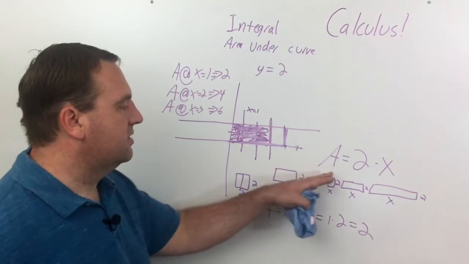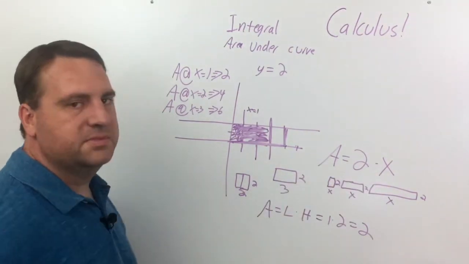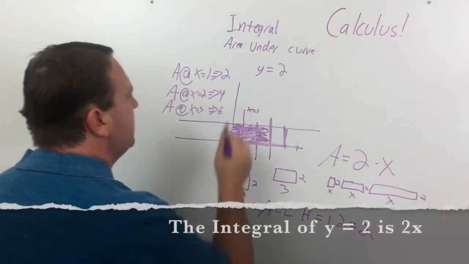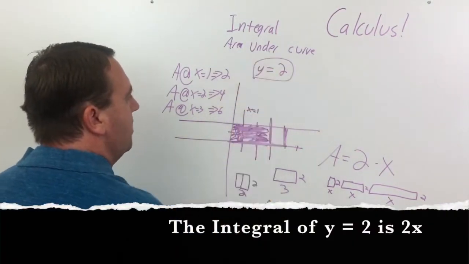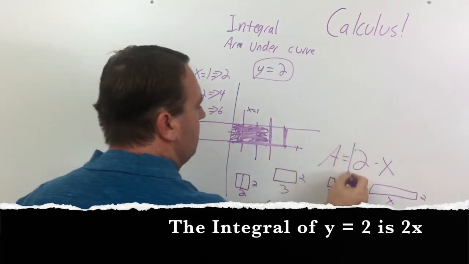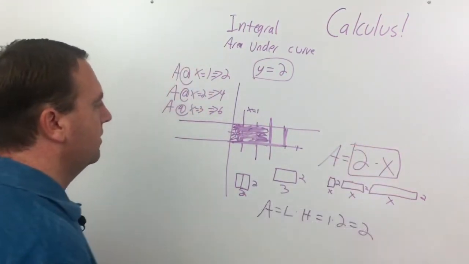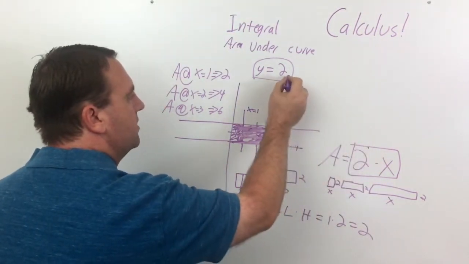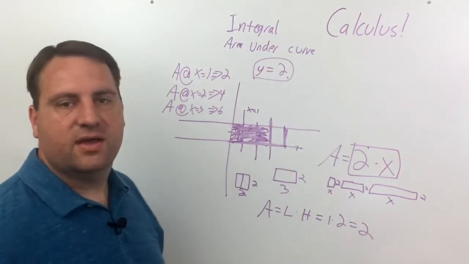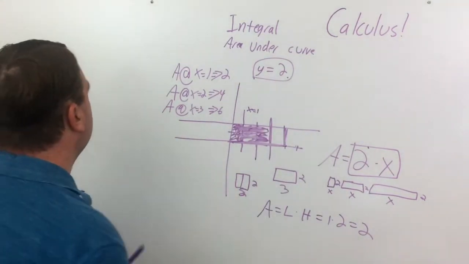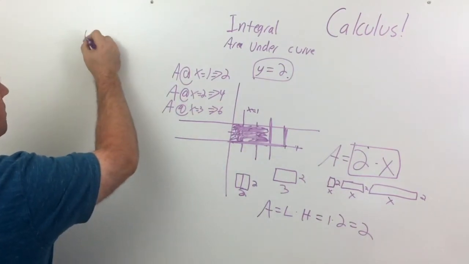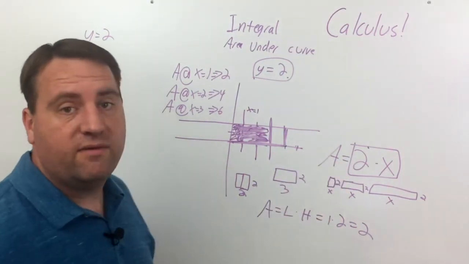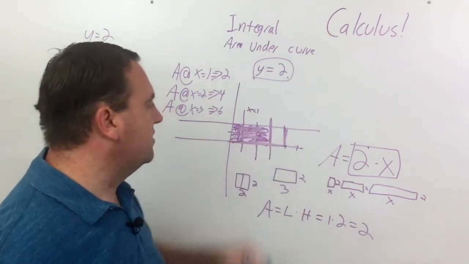Okay, so in every case, the area is equal to 2 times x. And so another way of saying that is that the integral of y equals 2 is 2x. Okay, because this defines the area under this curve at any given x value. Okay, so I'm going to write this equation up over here, y equals 2. Now this itself is a function, and we can graph this on a graph just like we graphed this one.